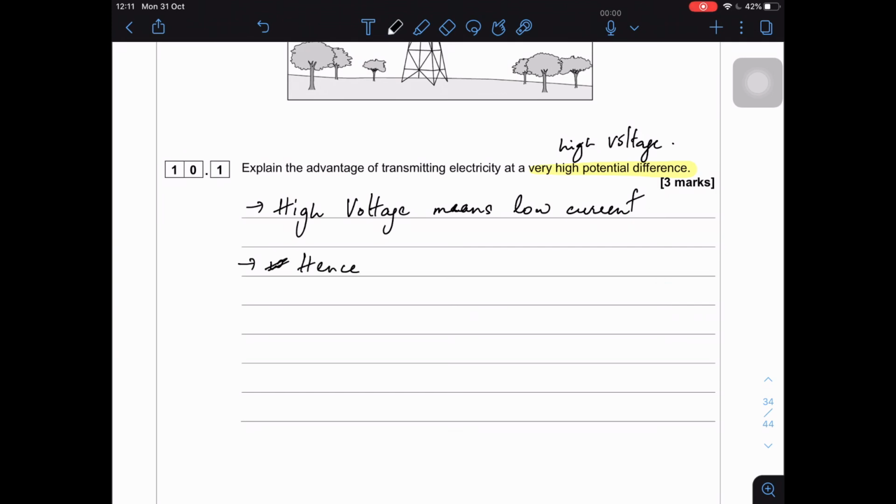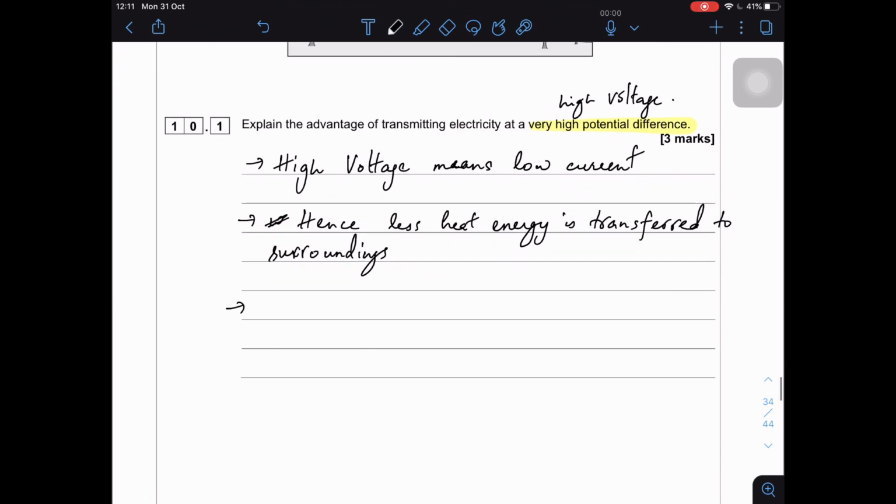Hence less heat energy is transferred to surroundings. This increases the efficiency of power transmission.